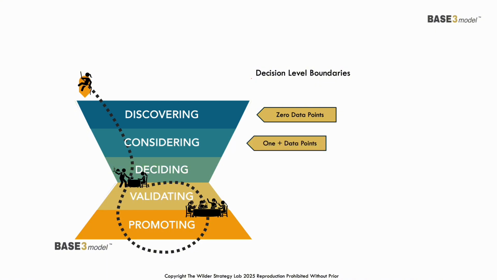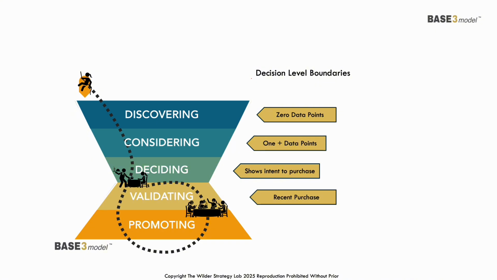At the consideration level, there is 1 or more data point connecting them to you. You may not know who they are. They may be an anonymous visitor to your website. But because of that data point, you are able to reach out to them. You should categorize someone who is in the decision level as someone who has performed a specific event that you decide upon. It could be requesting a quote, making an appointment, or visiting a product page. You decide what makes sense for your business.